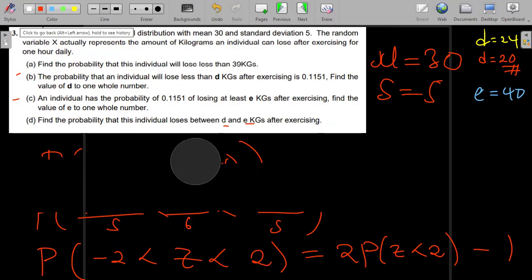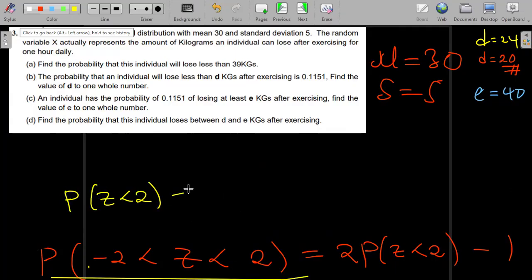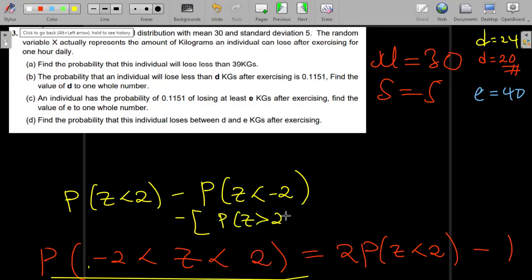All right, I won't show the simplification there, so you can do it on your own. We remember this part here is the same as P(Z < 2) minus P(Z < −2). Then we apply the symmetry, so P(Z < −2) is P(Z > 2), and that becomes 1 minus P(Z < 2). That is the one that is going to give you this.